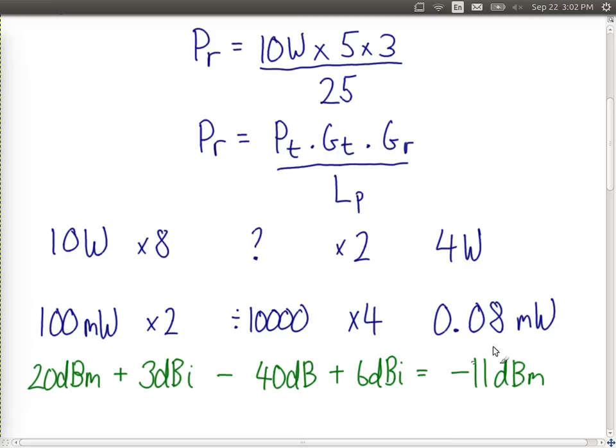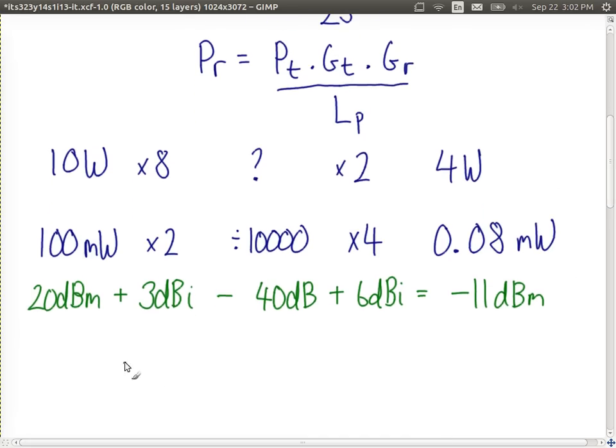In general, we get the power received, in dB, if it's expressed in decibels, dB milliwatts, dB watts, whichever, is equal to the transmit power. In our example, I'll write dBm, it's a subscript, so it's getting small.